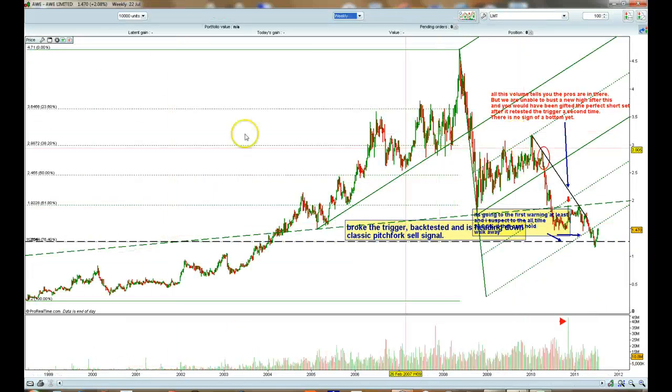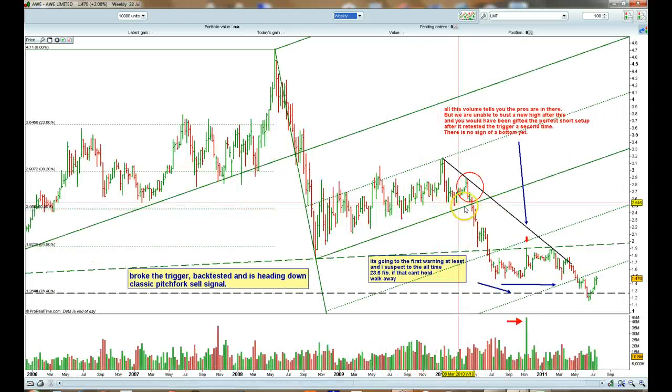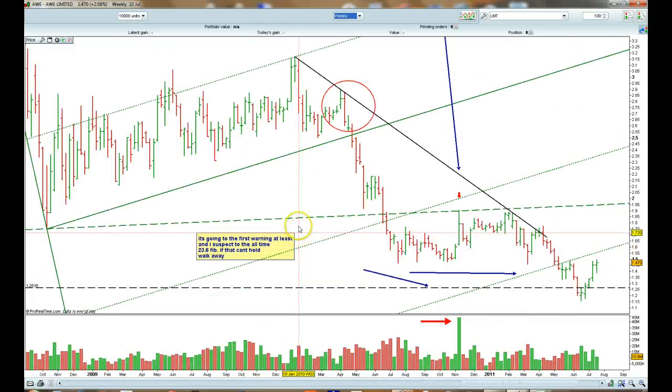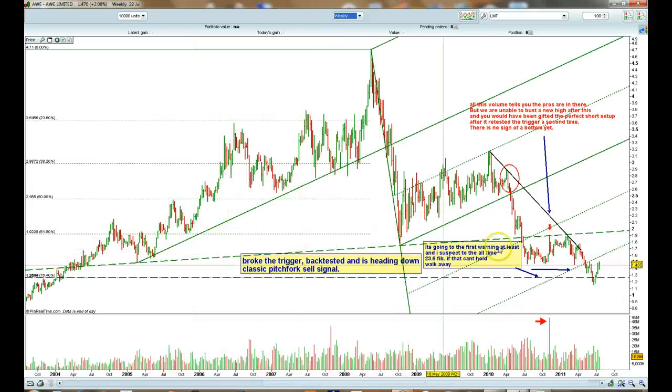This is AWE Limited, and I have charted this before, so that makes it easy, doesn't it? This is the weekly chart, so I might just look at that. What did we say? Pitchfork broke and back tested the trigger, so it fails to reach a median, then breaks the trigger, which is the handle and the last pivot. That's a sell signal if you're trading using pitchfork rules. It's back tested.